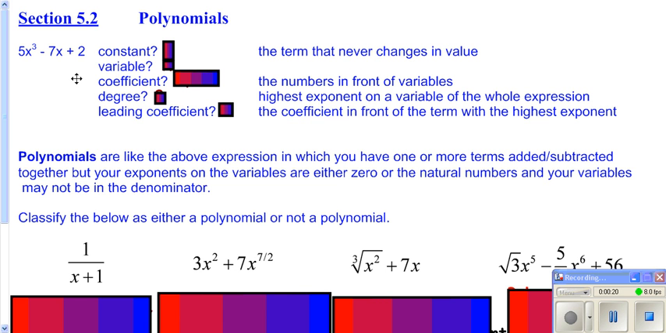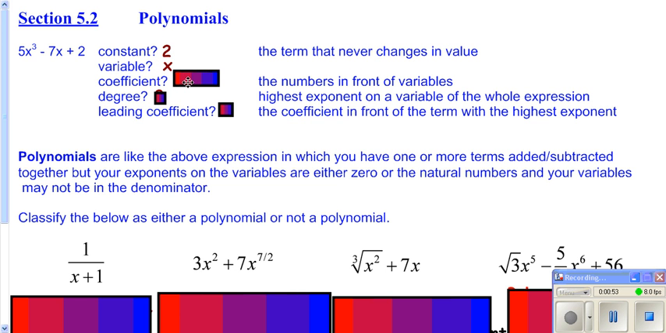We have a constant up here. In this case, our constant is the 2, because that's the one term that never changes based on what x is. Because if x is 0, this term is 0, this term is 0, but this term here is still 2. If x is 2, this term would be 40, this term would be minus 14, this term here would be still 2. So no matter what x is, it has no effect on this term, so that's why it's called your constant term. X is referred to as your variable in this problem.